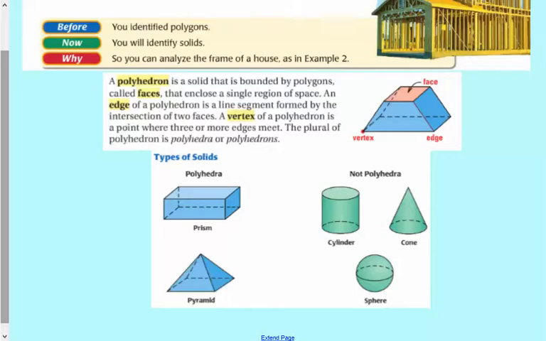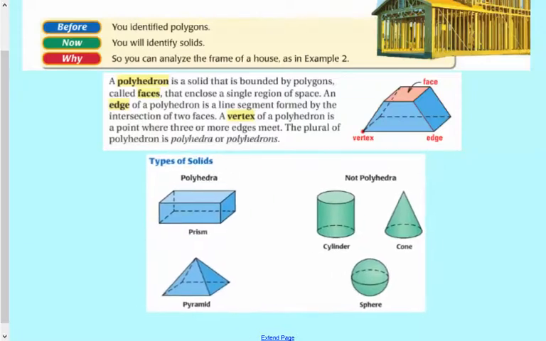Okay, so the polygons that create the polyhedra are called faces, and they enclose a single region of space, so it's a closed figure. An edge of a polyhedron is a line segment formed by the intersection of two faces. So for example, this right there would be an edge. It joins two faces. And then a vertex, so like right there, so here's an edge, and here's a vertex. It's a point where three or more edges meet. The plural of polyhedron is polyhedra or polyhedrons. You can use either. So those are some of the vocab words that we're going to start with here.